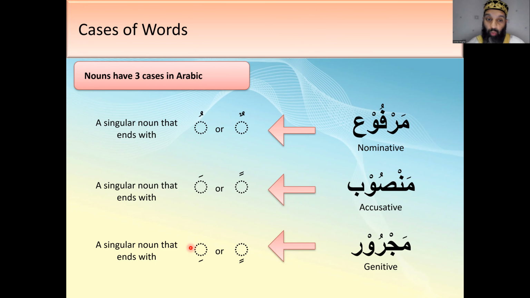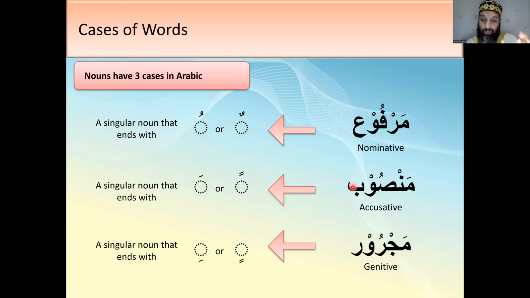Okay, so words come in three cases, right? You have words that end in double dhamma or single dhamma. So any singular word that ends in a double dhamma or a single dhamma, a double pesh or a single pesh, the case of that word is described as marfu. So masjidun is marfu, kitabun is marfu, al-kitabu, that is also marfu. It's just a case. Imagine marfu being like house in a sentence, but it's in capitals.